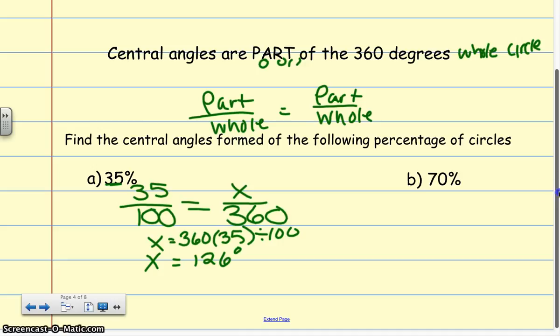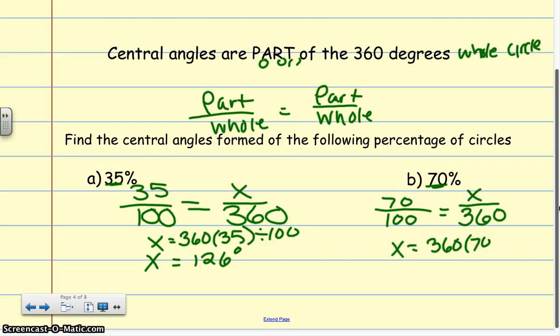Looking at the next example, if I have 70% of the circle, well, my part is 70, out of my whole is 100. My central angle degree is my x, I don't know. My whole degrees are 360. So x would equal 360 times 70 divided by 100. Punching that into my calculator, I get 252 degrees. So my central angle is 252 degrees.